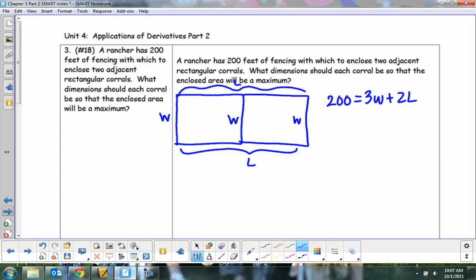L times W. Okay, so if we did L times W, then we're finding both of them, right? So this one says each corral. One corral, L times 1/3 W. Well, what's the area of just one corral? W times half. Oh, okay. So if it was me, that's how I would start it. I would say that the area formula that I'm trying to maximize is just one corral, which would be half of the L times W.